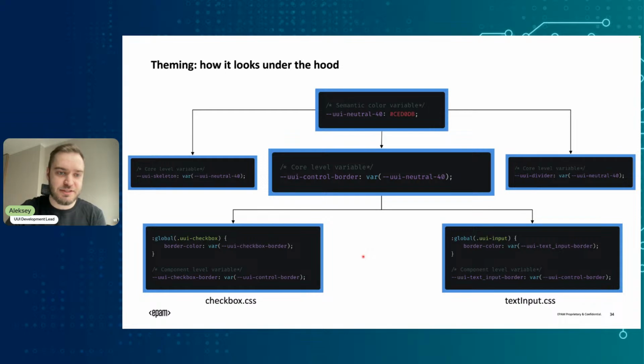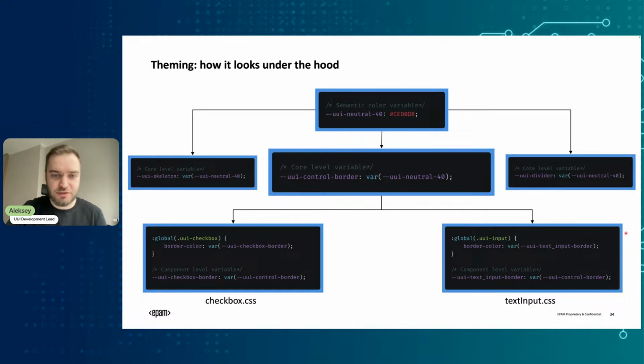And let's see another case when we want to leave the neutral color for all controls, but we only want to change the checkbox border, for example, to blue. So we go one more level deeper and change the component-specific UI checkbox border variable directly. All other controls and parts will use neutral as it is defined on the core level.